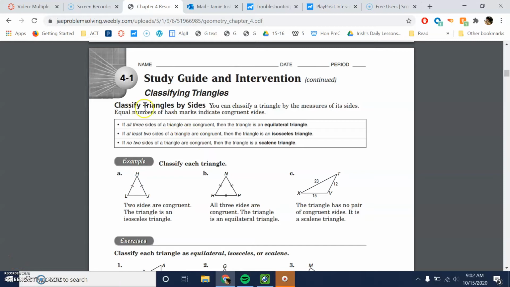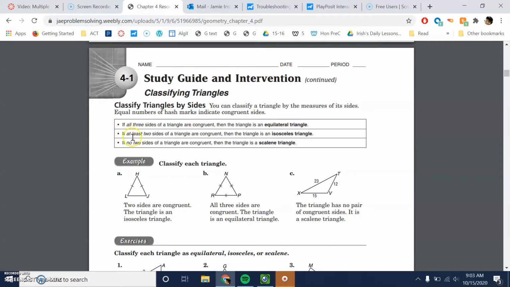All right, so we are classifying triangles not by angles this time, but by the sides. Here are the three different ways you can classify a triangle by its sides. If all three sides of a triangle are congruent, then the triangle is an equilateral triangle. So equiangular if all the angles are congruent, but equilateral if all the sides are congruent. So it's going to be the same picture regardless.